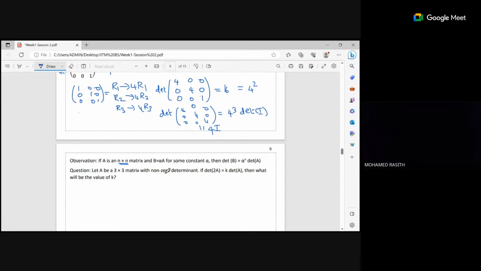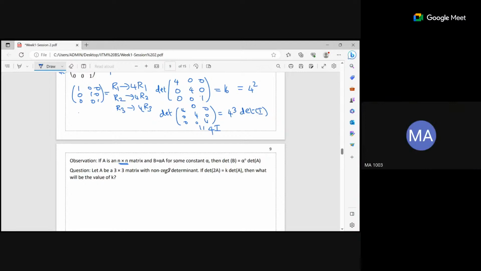3 times 3 times 3 times determinant of A. So it means your k is 2 cubed, which is 8. Is this clear for everyone?